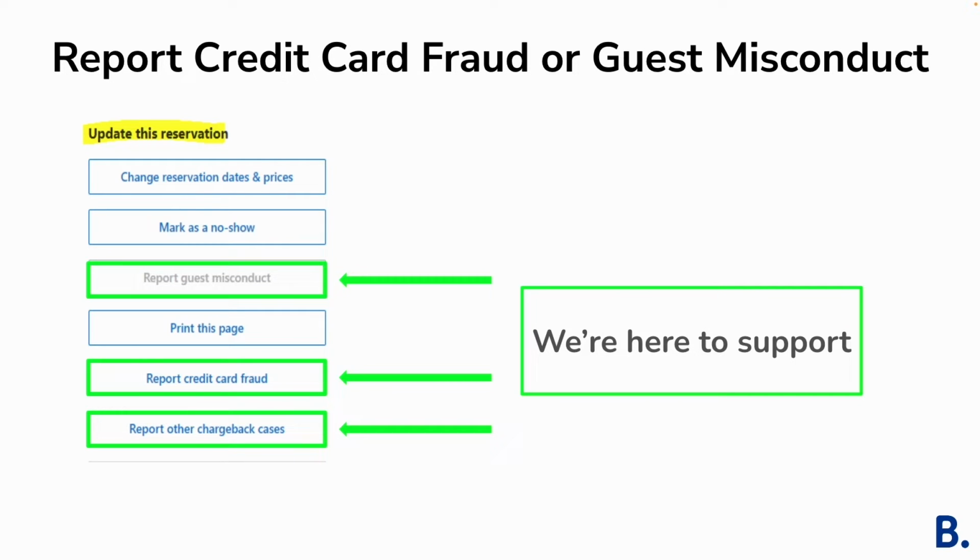Some other options in this menu would be report guest misconduct. You'll use this if there's any kind of issues with the guest, if they trashed a room or something like that. Report credit card fraud: if they used or tried to use a card that was fraudulent, you can report that here. And then if there's any kind of chargebacks, you can report that with the chargeback cases button.